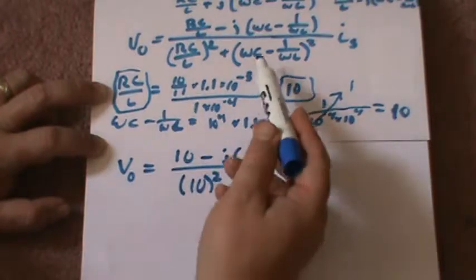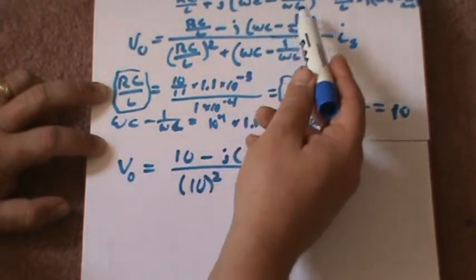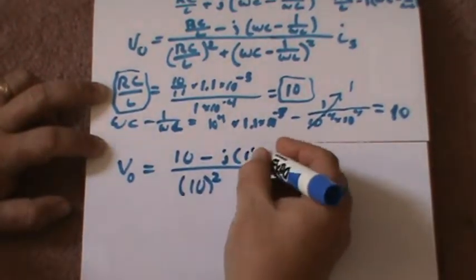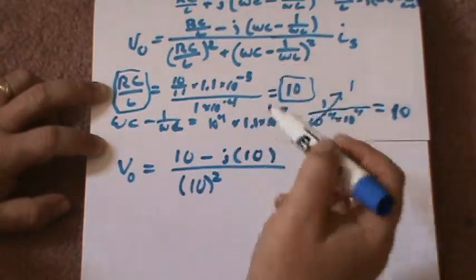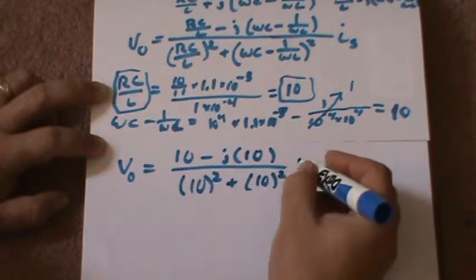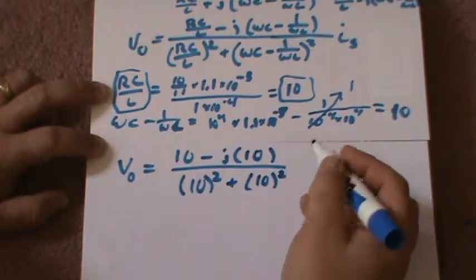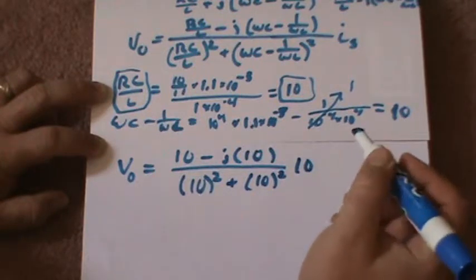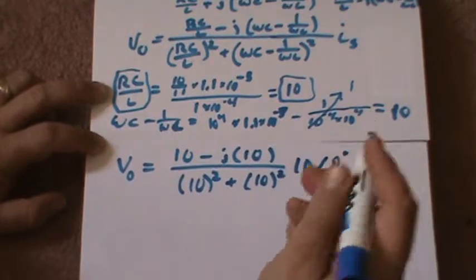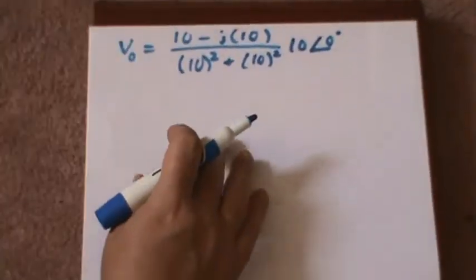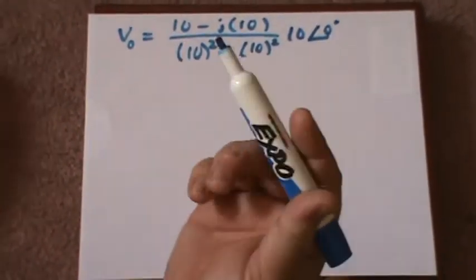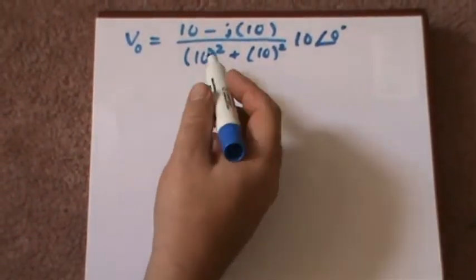And then I've got the omega C minus 1 over omega L, that's also equal to 10. And we have that same expression down below, so another 10. And that whole thing times IS, and our IS we made equal to 10 angle 0 degrees. All right. So that's our 10 cosine omega t. There's no phase angle we had stuck on it.